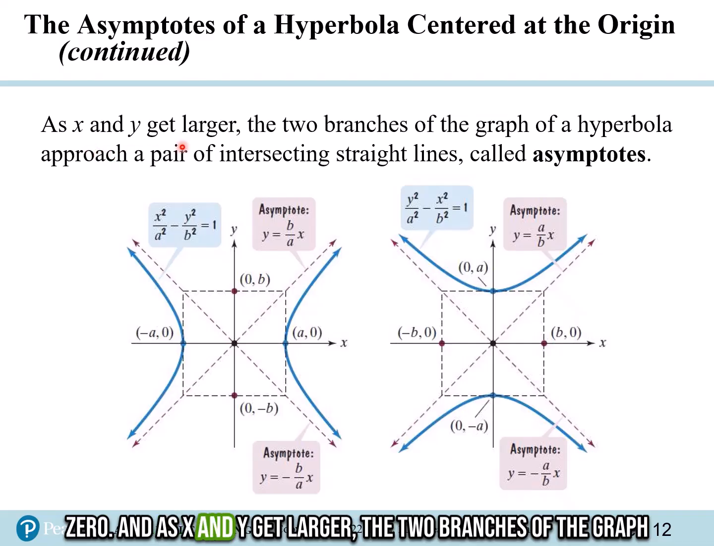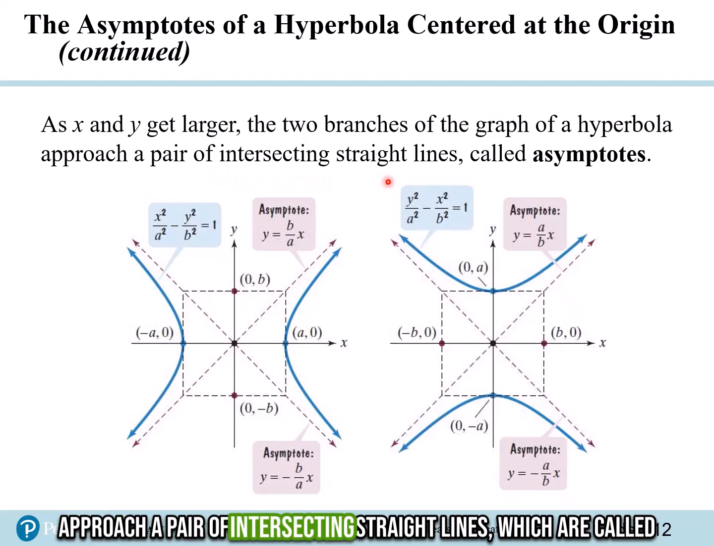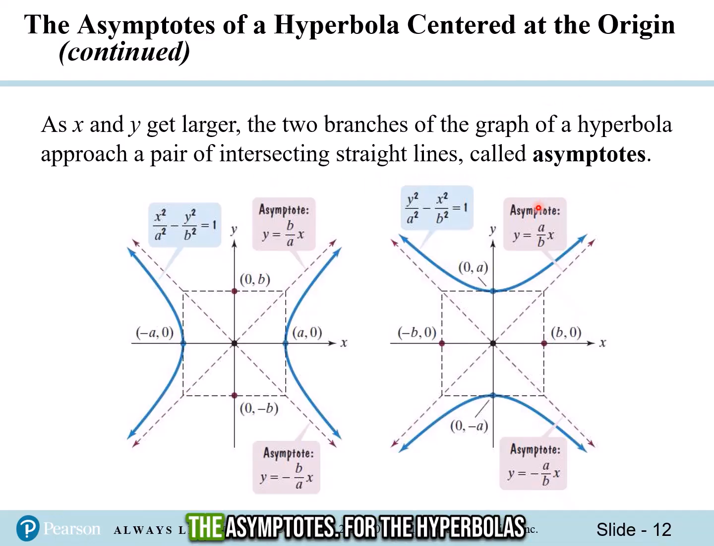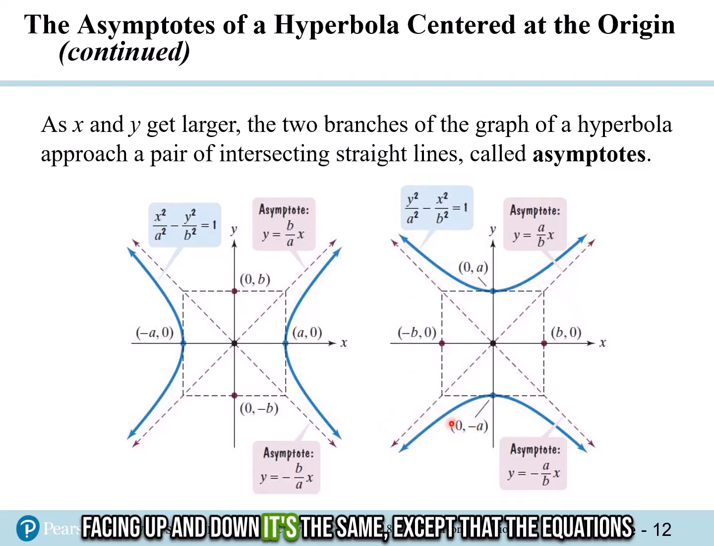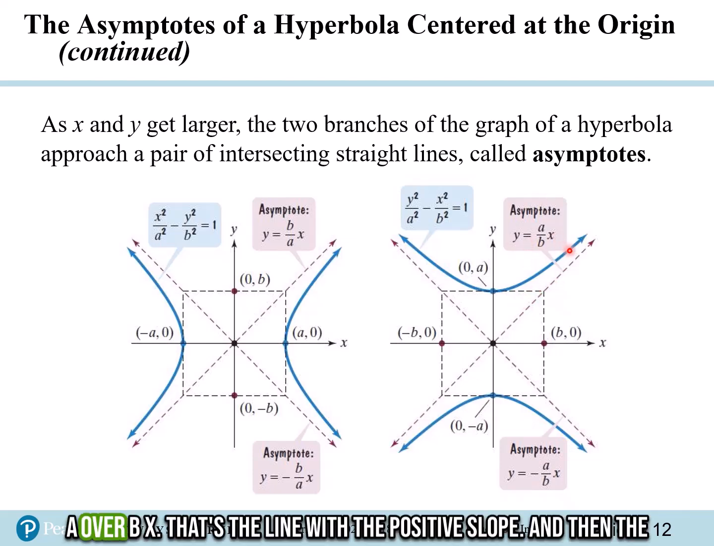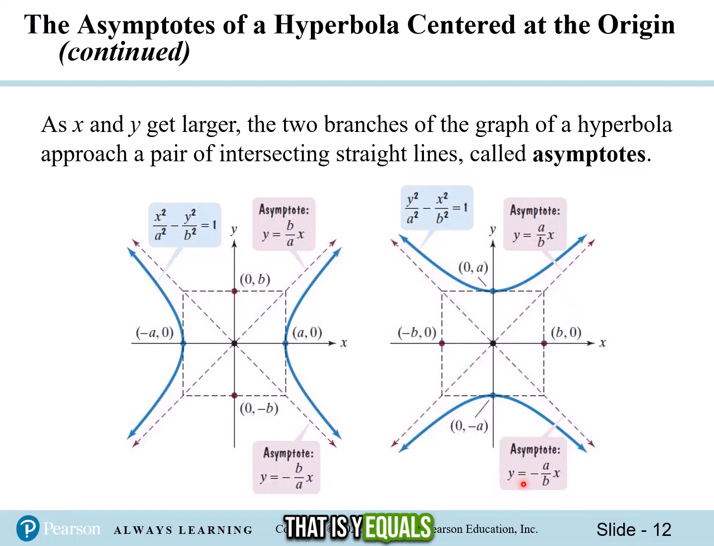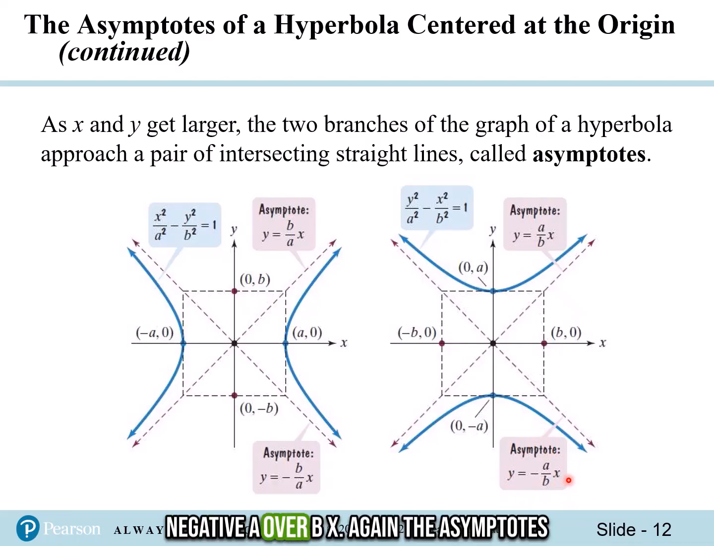And as x and y get larger, the two branches of the graph of a hyperbola approach a pair of intersecting straight lines which are called the asymptotes. For the hyperbolas facing up and down, it's the same, except that the equations of the asymptotes would be y equals a over b x, that's the line with the positive slope, and then the line which is dropping with the negative slope, the equation of that is y equals negative a over b x.